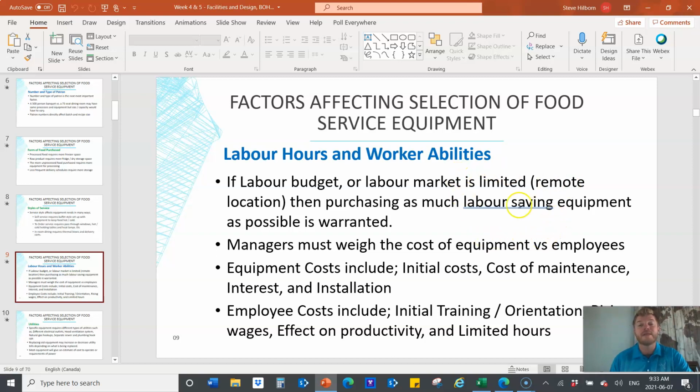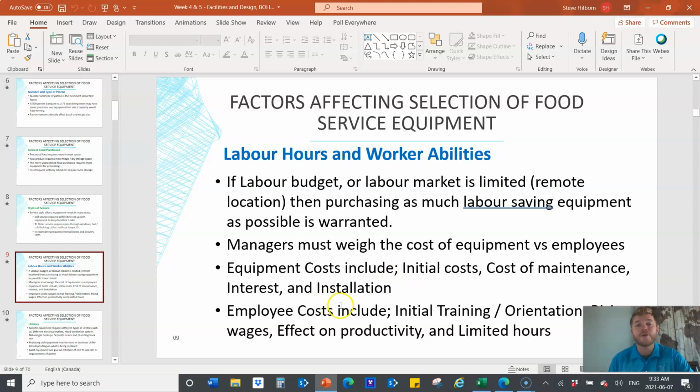And because there's only maybe a limited labor pool, you want equipment that's going to last you as long as possible and will also do as many of the steps in those processes as much as possible. It'll be more expensive up front in a capital cost mentality, but your labor budget will be reduced drastically. Managers must also weigh the cost of equipment versus employees. If we live here in Barrie or Toronto, there are a million people looking for jobs. It's a lot easier to find good labor. Therefore, they can hire more people and not worry about the cost of equipment nearly so much.